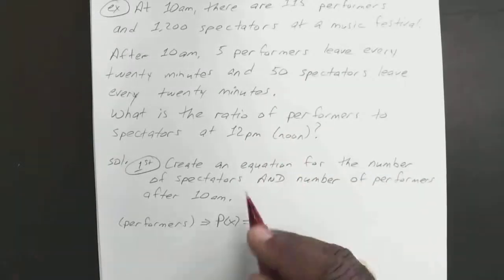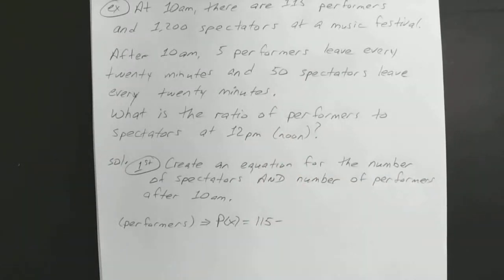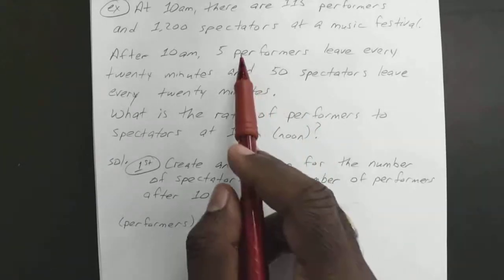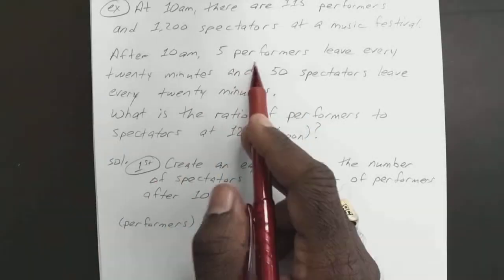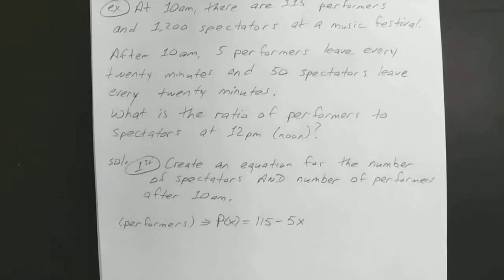Okay, so if you started with 115 and 5 performers leave every 20 minutes. So that would be after the first 20 minutes, you'll have 5 leave. The second 20 minutes, you have another 5. The third 20 minutes, you have another 5. So as X increases, let's say X would be the number of 20-minute intervals.